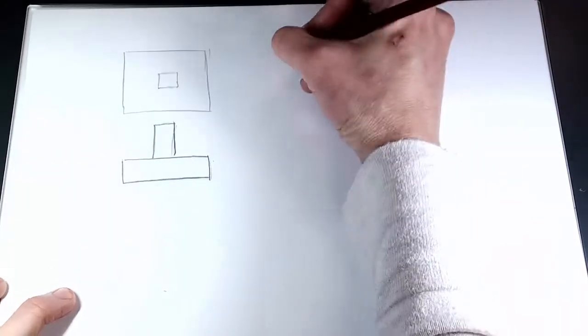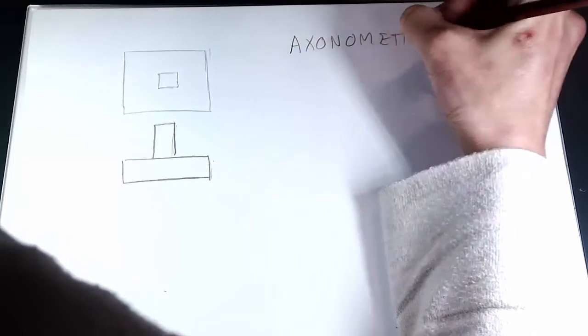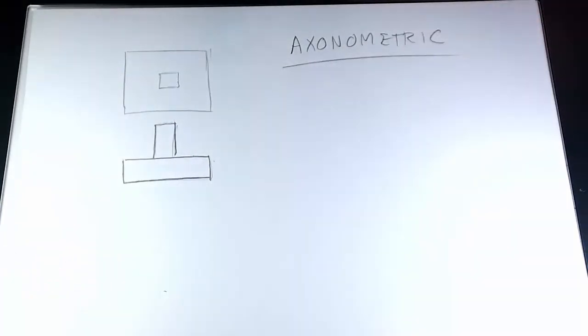So thinking about those construction lines and projection lines, can you draw this in 3D? The foundation in 3D? Okay. So one way of drawing in 3D that's quite nice is called Axonometric. In axonometric drawing, we take the plan view, we rotate it through 45 degrees, and then we project it down.